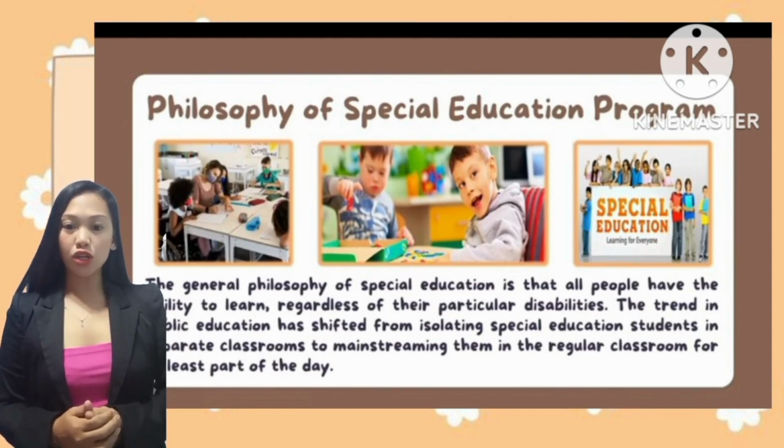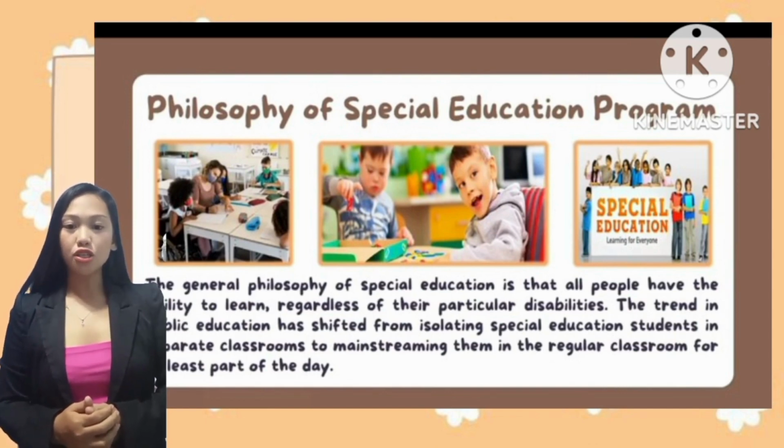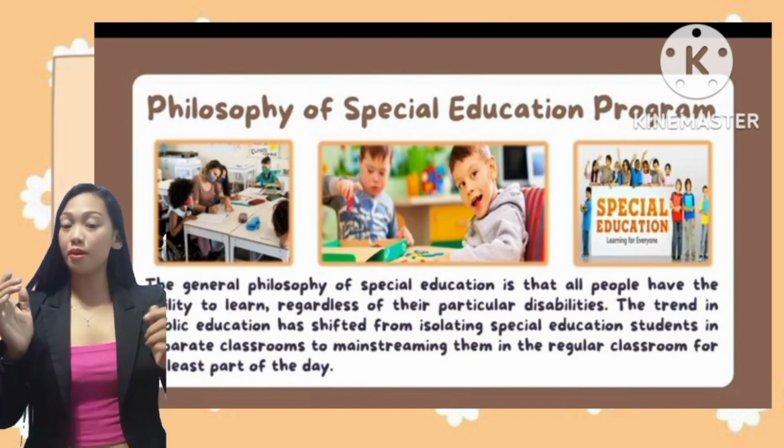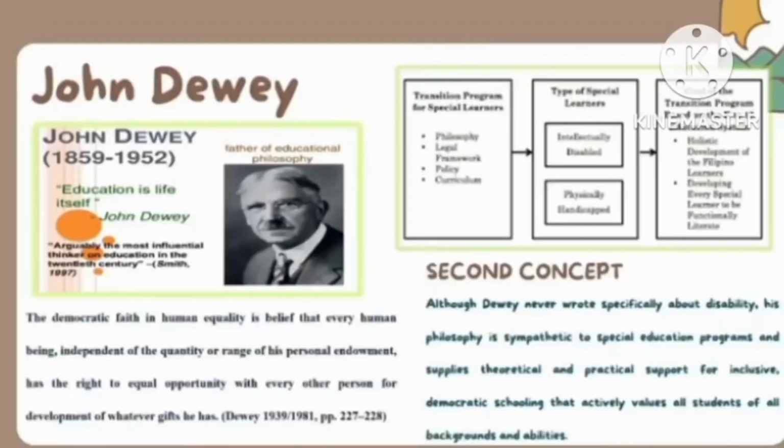And lastly, to encourage students to be aware of their strengths and weaknesses so that they can become good advocates for themselves and in other settings. The next slide is about John Dewey, 1859 to 1952.